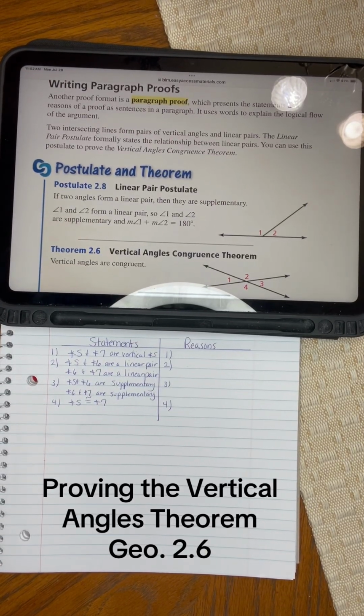A third proof type would be a paragraph proof, which is simply a paragraph. It presents the statements and reasons of a proof in sentences of a paragraph, and it uses words to explain the logical flow of the argument. And we've got two more, a postulate and a theorem here.